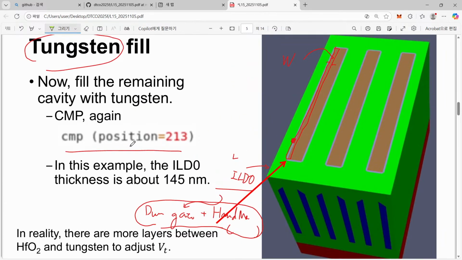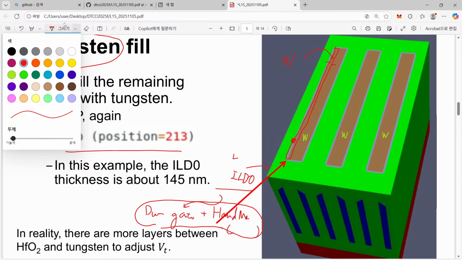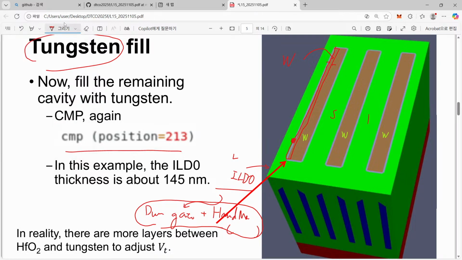Here, if we stop here, then now we can have a tungsten fill, and this tungsten fill is connected to the gate. So if we add something on top of this tungsten, then we can access our gates. Then how can we access our source and drains? Actually, they are just buried underneath this ILD0. So eventually we have to dig them out and connect them to the external world.